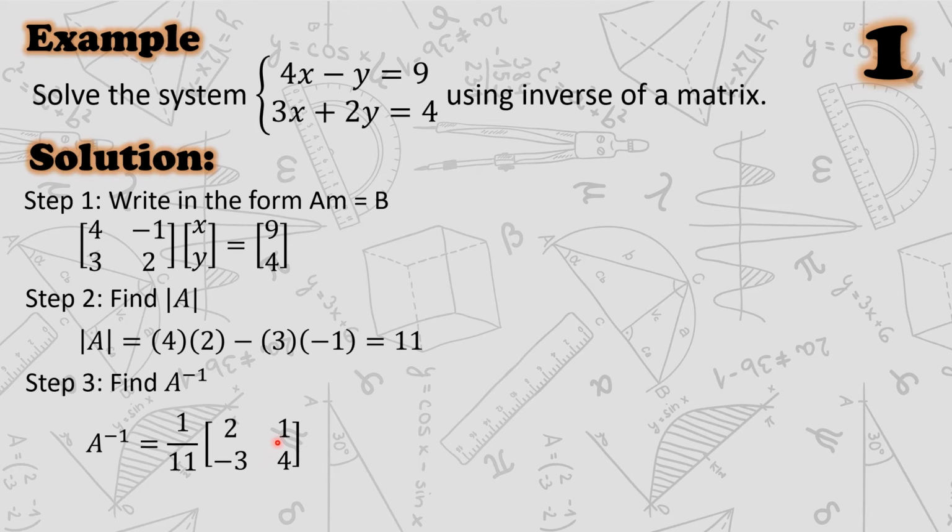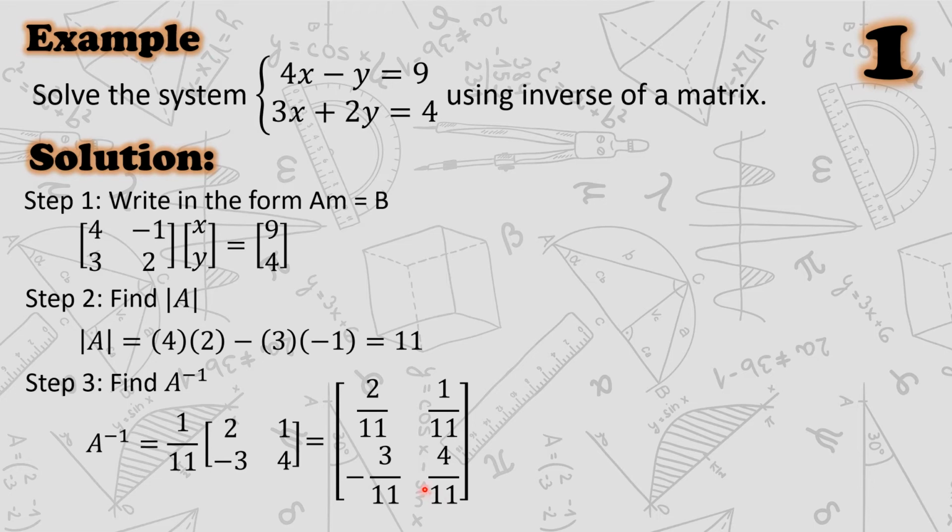Doing the scalar multiplication, we have 1 over 11 times 2, that's 2 over 11. 1 over 11 times 1, that is 1 over 11. And then 1 over 11 times negative 3, that is negative 3 over 11. 1 over 11 times 4, that is 4 over 11.